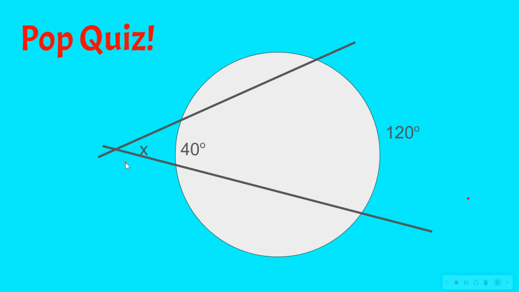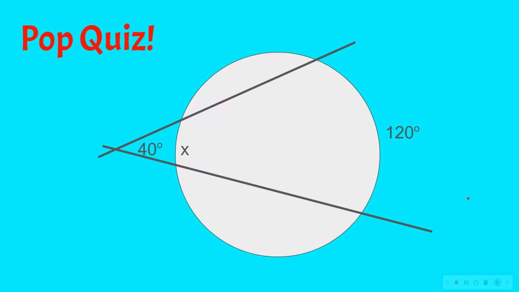Okay, so let's do a pop quiz. It's on the outside, so that means my angle, x, is going to equal half of arc minus arc. Which one's bigger? Well, hopefully you understand that 120 is bigger than 40. So plug it in. Combine like terms, so 120 minus 40 is 80. Half of 80 is 40, so x equals 40.